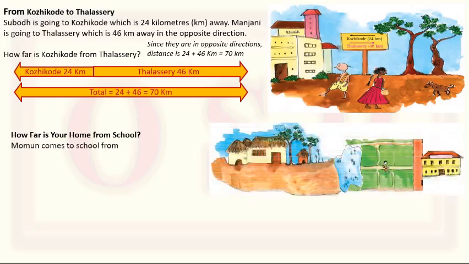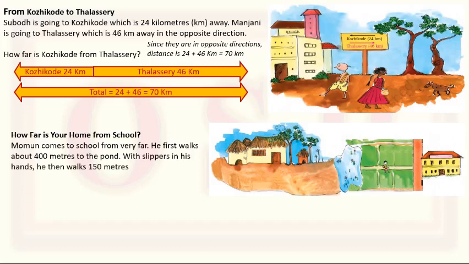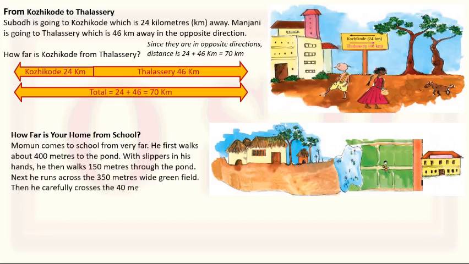Look at this picture, guys. Moman comes to school from very far. He first walks around 400 meters to the pond with slippers in his hand. He then walks 150 meters through the pond. Next he runs across the 350-meter wide green field. Then he carefully crosses a 40 meters wide road to reach his school.